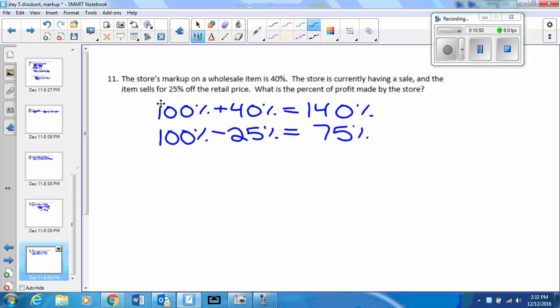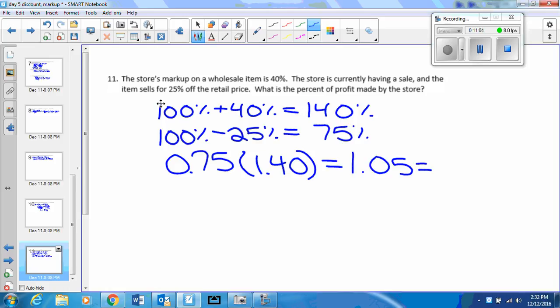So now I would multiply that 0.75 by the 1.40. And when I multiply that, I get 1.05, which would be 105%. The store is making a 5% profit because they're over 100% by 5%.